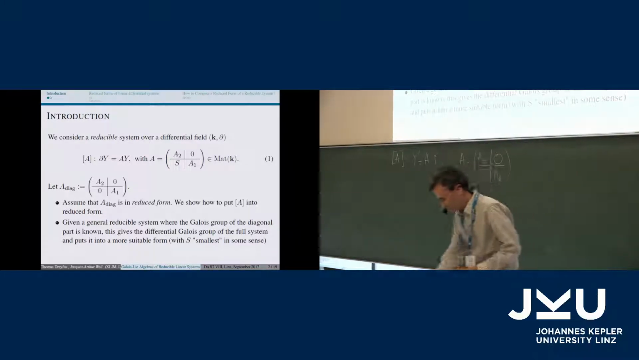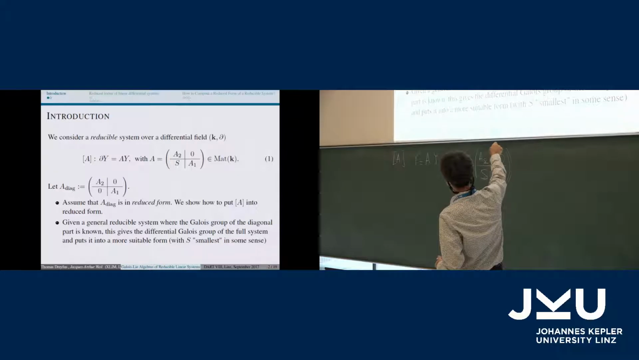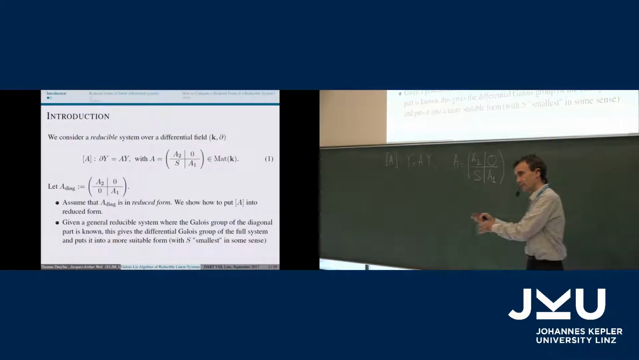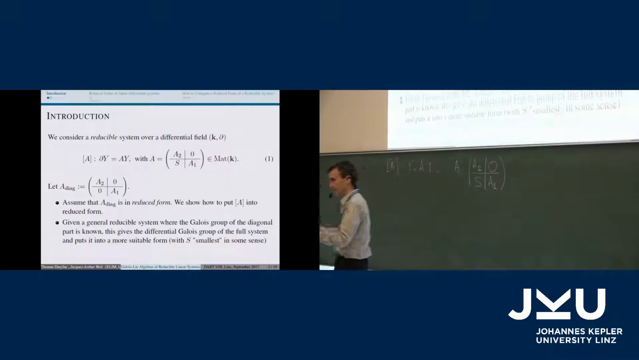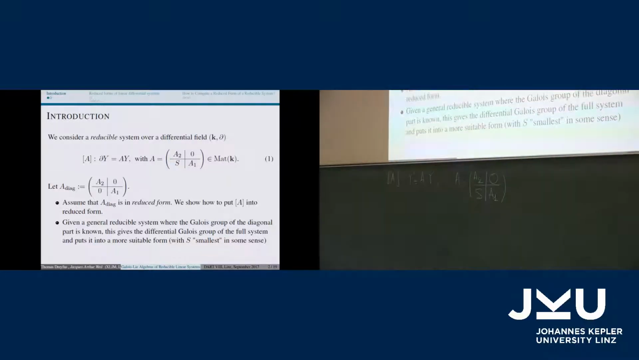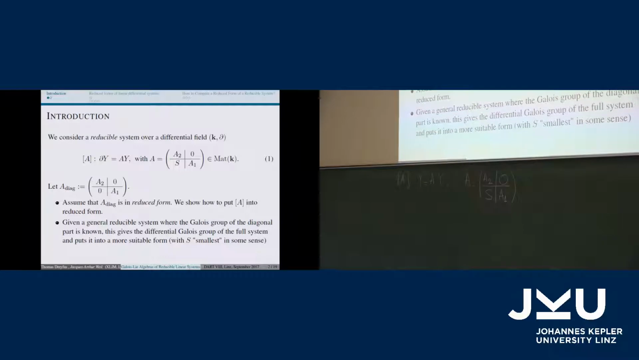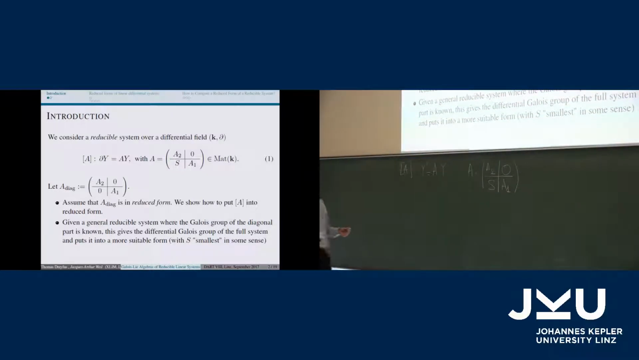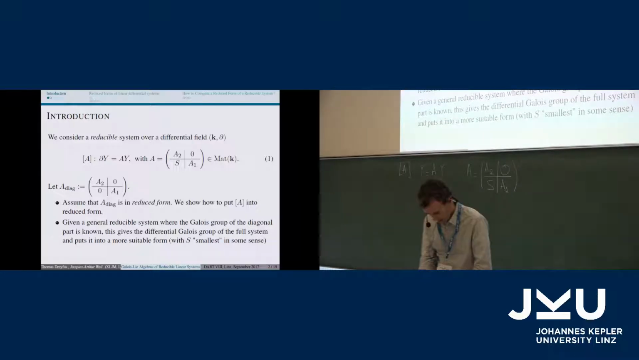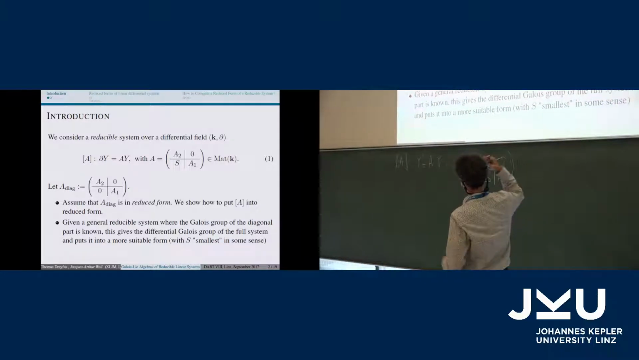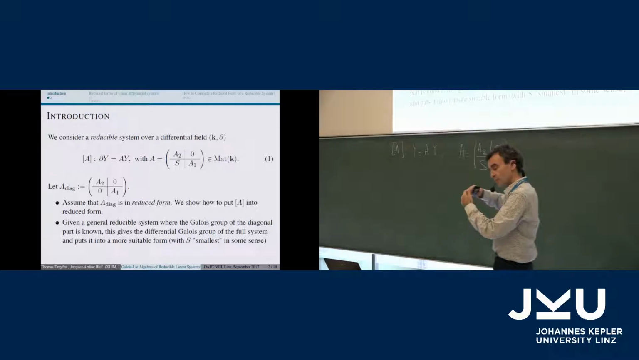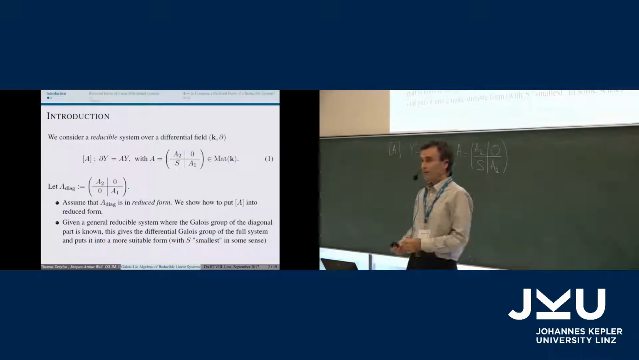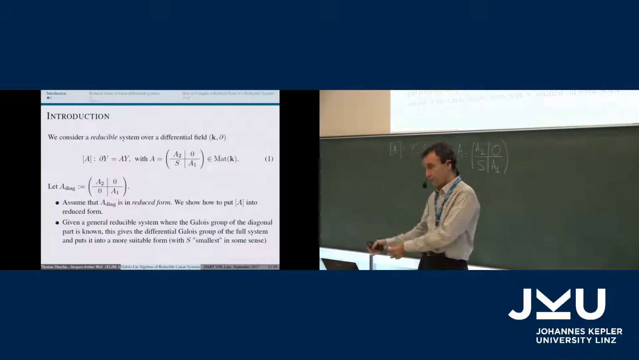We're going to be doing the following. We assume that the diagonal part is in a reduced form somehow, and I'll explain later what that means. So it's a desirable form. And the goal is, if this is in a desirable form, then how do we put something like this in a desirable form. And if you can do that, I'll show later that you can actually produce such a reduced form for any linear differential system.